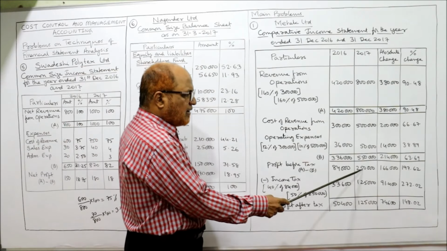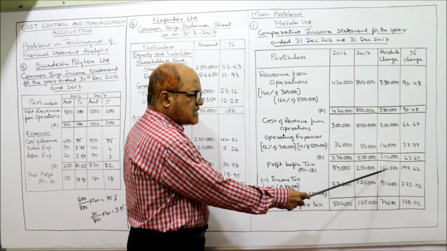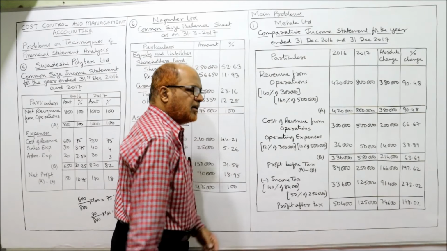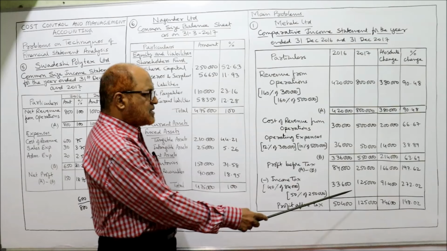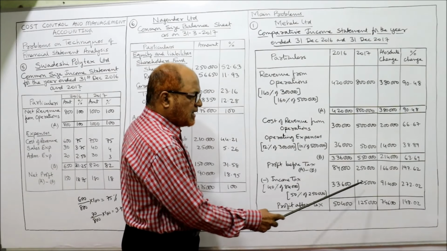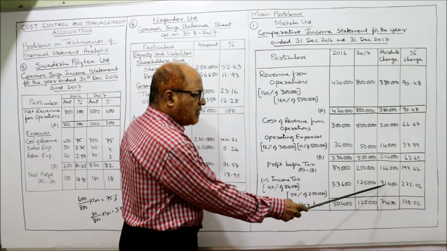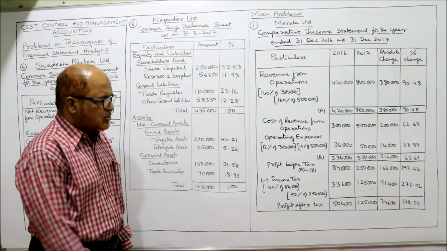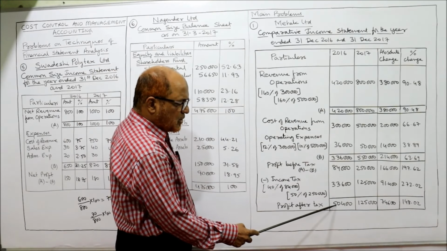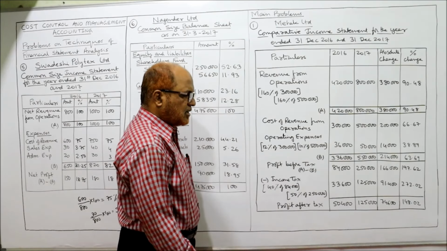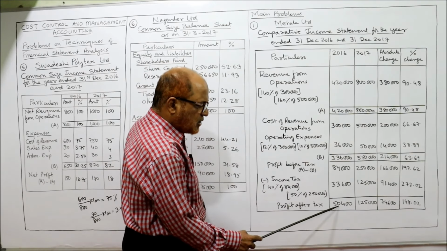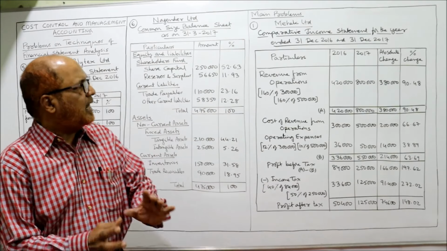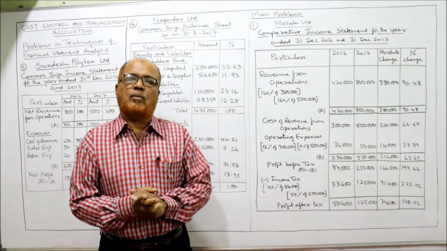Same is the case. 2,50,000 minus 84,000, 1,66,000. So 1,66,000 divided by 84,000 into 100, 197.62. Next one is 1,25,000 minus 33,600, 91,400. So 91,400 divided by 33,600 into 100, 272.02. Last one. 1,25,000 minus 50,400, 74,600. Now 74,600 divided by 50,400 into 100, 148.02. That's all. This is the end of the first main problem.